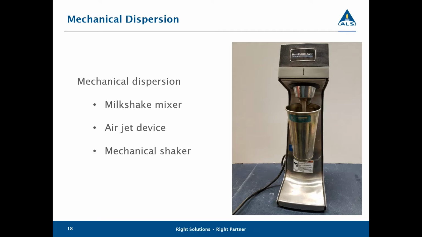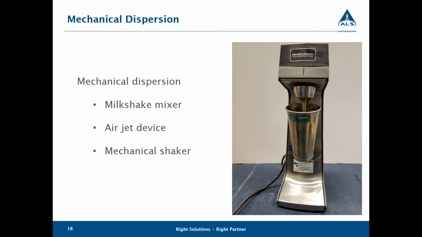The first option is the milkshake mixer method, where the sample gets mixed with water using a milkshake mixer, so that this will disperse it using a cup. An air device is a similar style device, except instead of using a mechanical blade mixer, it'll jet air into the sample, causing it to froth up and mix to separate the particles. And the last method is a mechanical shaker method, where samples are shaken on a shake table.